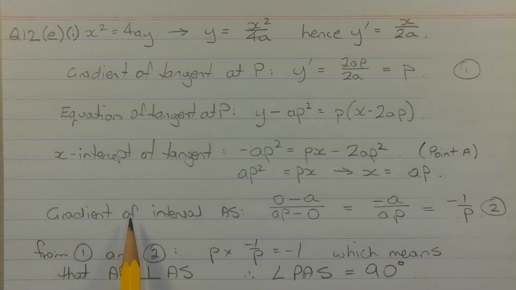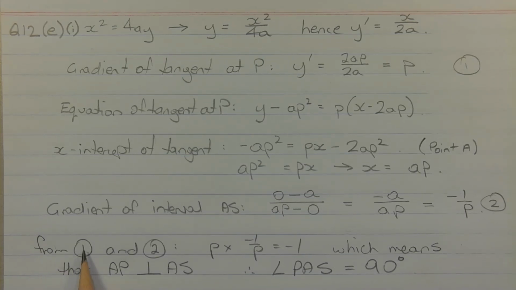Now the gradient of the interval AS can be found using the two-point gradient formula, (y2 - y1)/(x2 - x1). So we have (0 - a)/(ap - 0), which equals -a/ap, which simplifies to -1/p. We'll call this equation number 2.